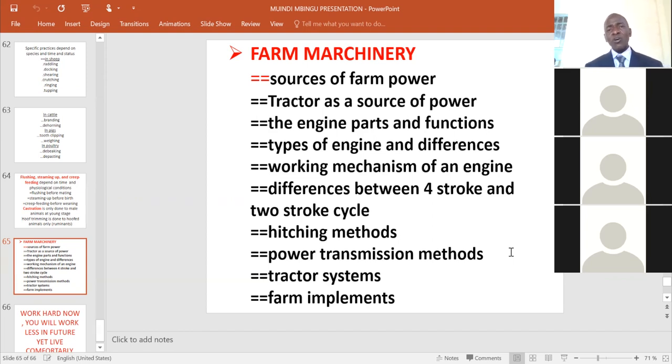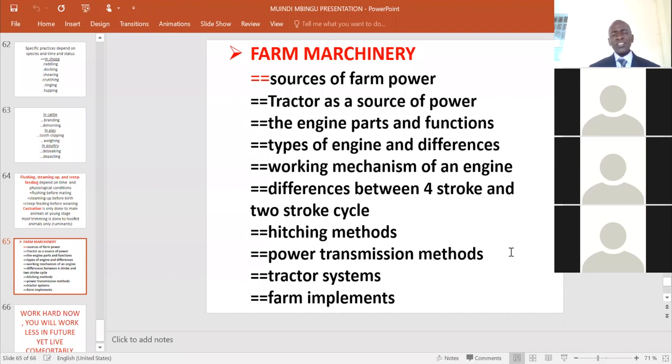So here you talk about the strokes, the 4-stroke engine and the 2-stroke engine. The engine parts and their functions. Somebody else can take that. Types of engine and the differences in the types of engines. Diesel engine, petrol engine, okay? The working mechanism of the engines, the differences between 4-stroke and 2-stroke cycle, the hitching methods.